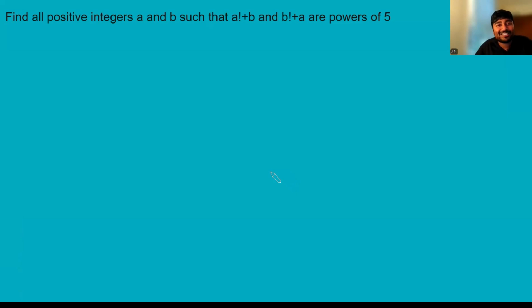We want to find all positive integers a and b such that a factorial plus b and b factorial plus a are powers of 5. Okay, let's dive right in with a solution.